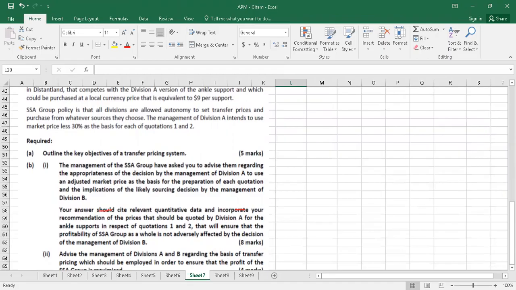B bit, first point says that the management of the SSA group have asked you to advise them regarding the appropriateness of the decision by the management of Division A to use an adjusted market price as the basis for the preparation of each quotation and the implications of the likely sourcing decision by the management of Division B. Your answer should cite relevant quantitative data and incorporate your recommendations of the prices that should be quoted by Division A for the ankle supports in respect of quotations 1 and 2 that will ensure that the profitability of SSA group as a whole is not adversely affected by the decision.